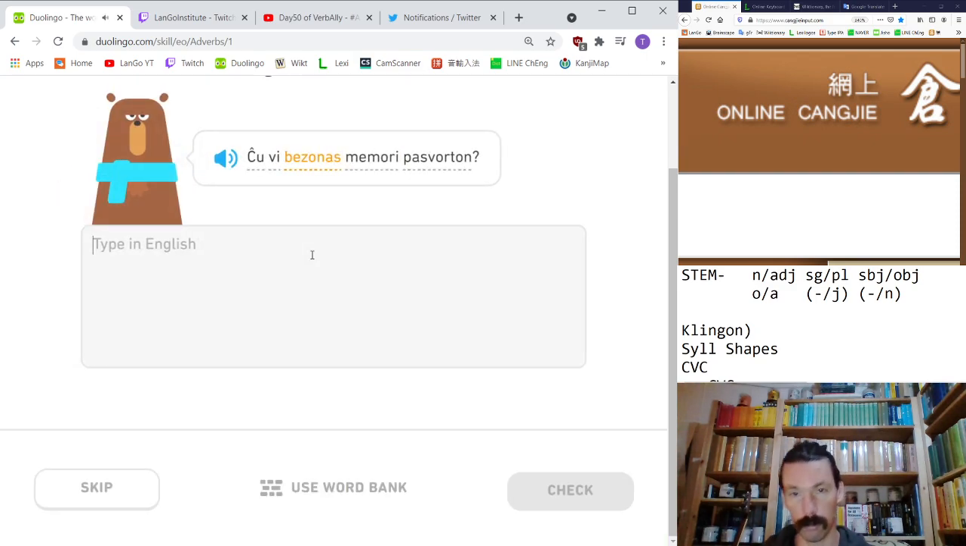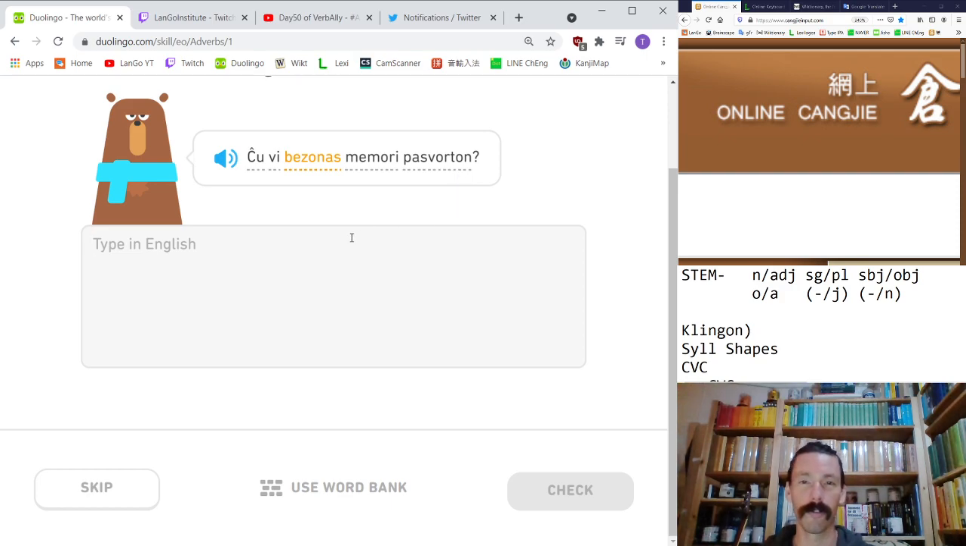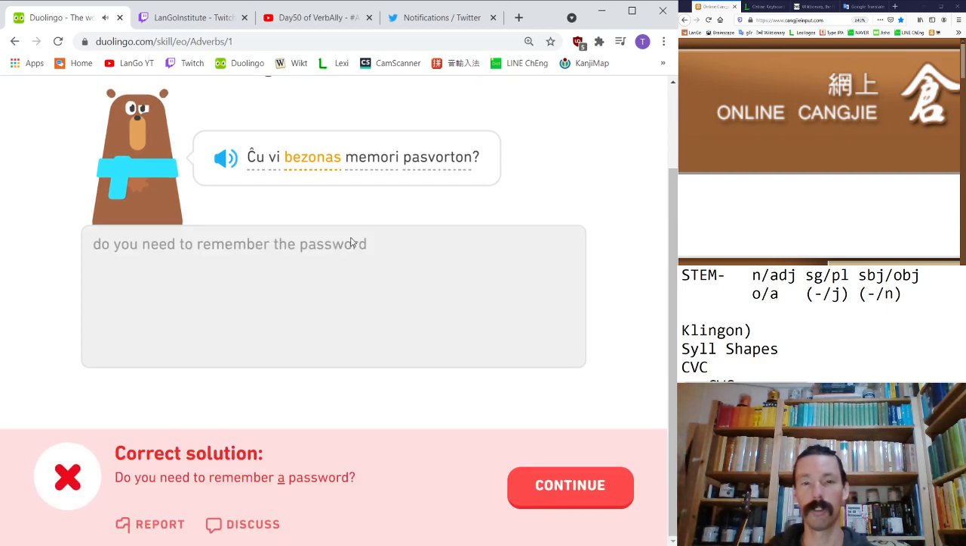Ĉu vi bezonas memori pasvorton? Bezonas, I recognize the French besoin, which is the need of a thing. Do you need memori to remember? Pasvorton. This Wort is clearly from the German. Again, the T is the giveaway that it's not from any other Germanic language. Do you need bezonas? How cool. Do you need to remember the password, singular? Or a password.